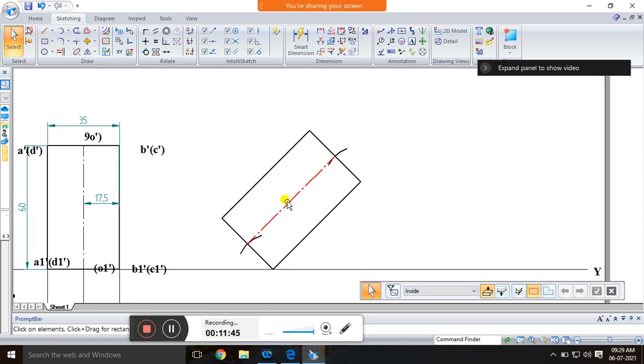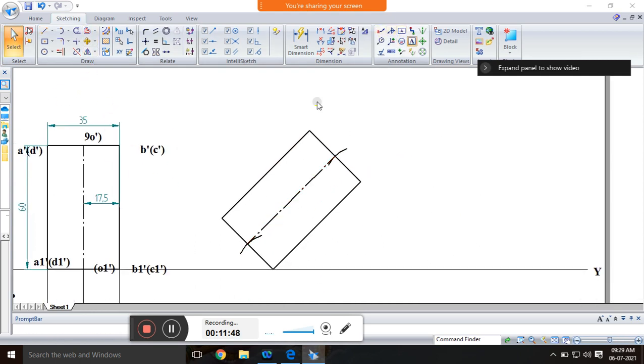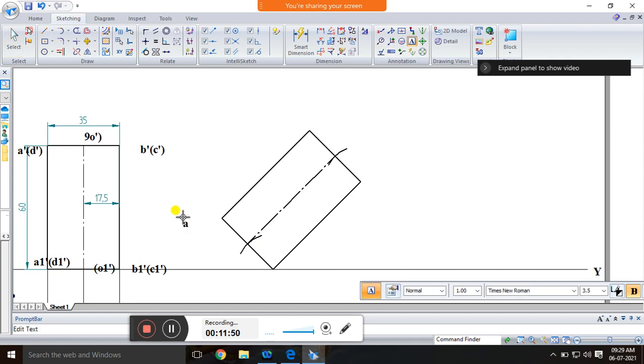So like this you have to manually reconstruct and name the same thing. So this is A1 dash visible, in bracket D1 dash not visible, and this is O1 dash, and this one is B1 dash visible, C1 dash not visible. Similarly B dash visible, C dash not visible, and here A dash visible, in bracket D dash, and this one is O dash, bracket not visible.